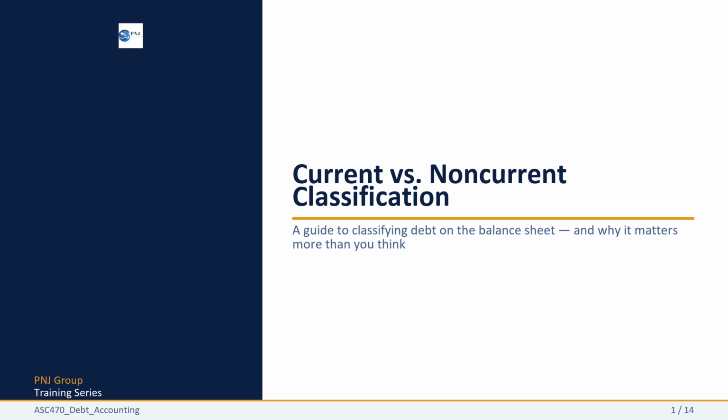Welcome to Section 4 of the ASC 470 Debt Accounting Training Series. In this section, we are going to cover one of the highest stakes areas of debt accounting: how to classify debt between current and non-current on the balance sheet. We will look at the general classification rules, then go deep on two scenarios that trip up even experienced professionals: covenant violations and the refinancing of short-term debt as long-term.